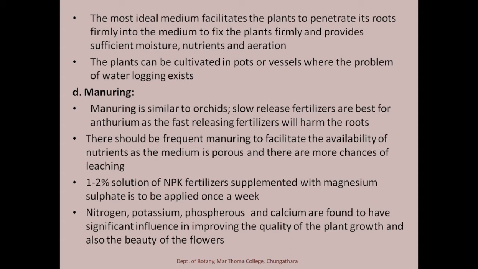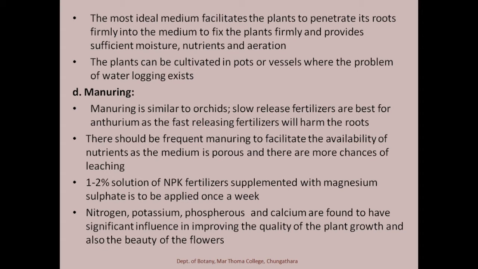So in order to ensure the effective growth of the roots, we are providing a porous growing medium. The porous growing medium has a disadvantage that the nutrients or the fertilizers added to it will easily leach off. So in such a condition, the required amount of nutrients or fertilizers should be provided so that this loss is compensated. A 1 to 2% solution of NPK fertilizers supplemented with magnesium sulfate, applied once in a week, will be an effective dose.